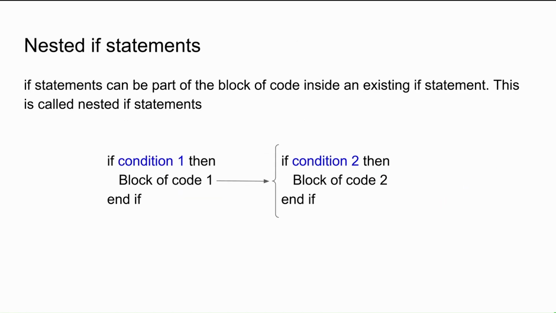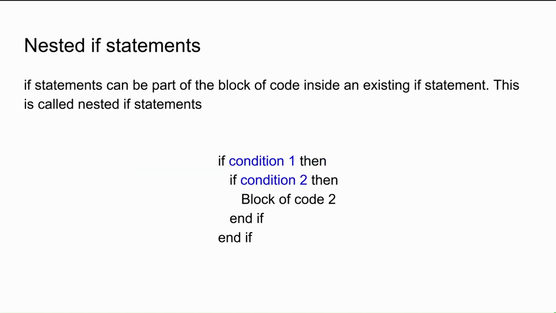And now we are going to see a new thing, which is called nested if statements. If statements can be part of the block of code inside an existing if statement. This is called nested if statements. Here, for example, we have an if checking for condition 1, and then block of code 1 inside that if. Block of code 1 can contain another if checking for its own condition, like the one on the right. And this is how it would really look like if we put it together.